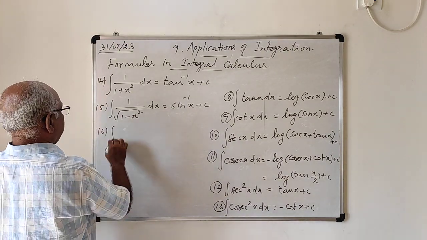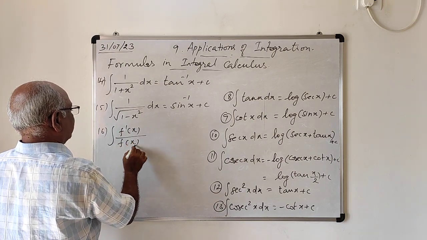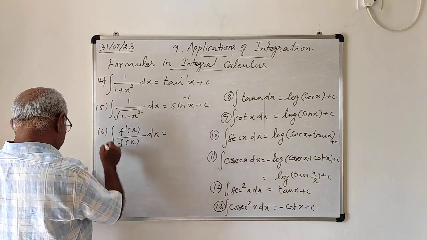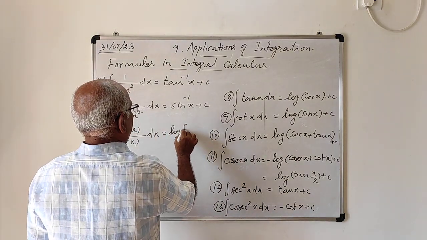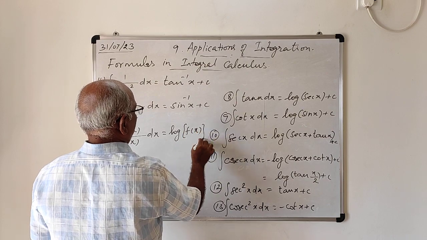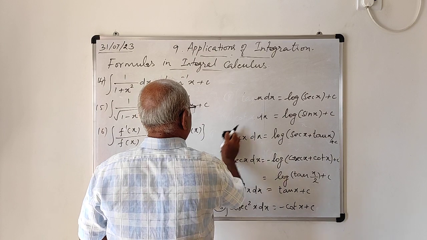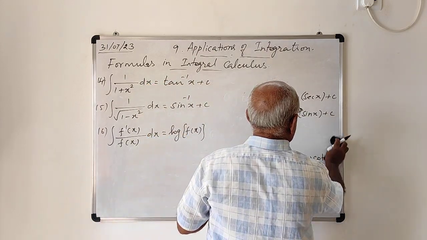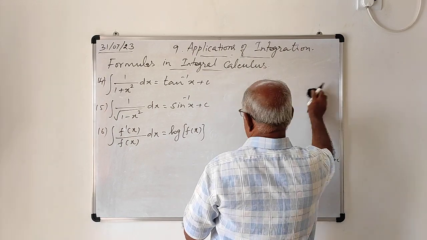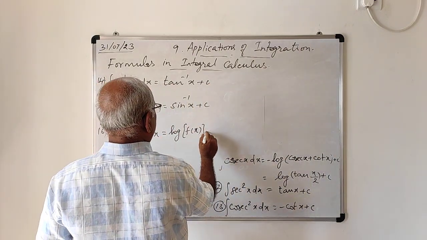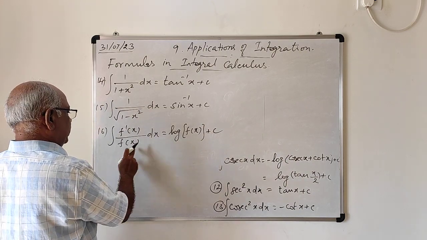One more integration, integral f dash of x by f of x dx. Integral f dash of x by f of x dx is log of f of x plus c. You remember, it's an important result. It is an application. The derivative of the denominator function should be in the numerator. This is log of f of x plus c. Integral f dash of x by f x dx is log of the denominator plus c.